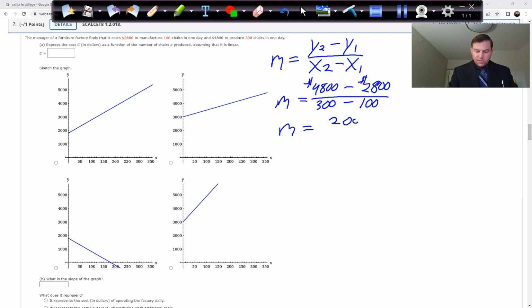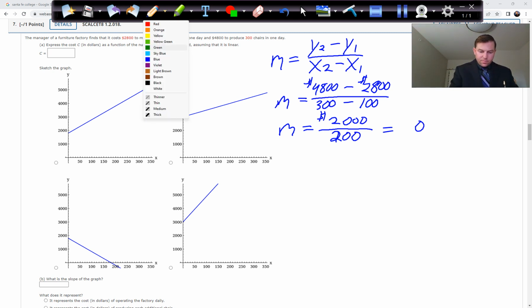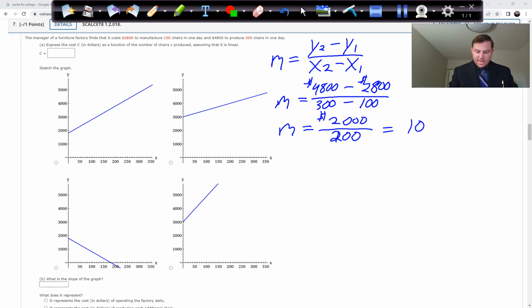This is $2,000 per 100 chairs, and so we get it costs roughly $20. No, 200 chairs, 300 minus 100. So it's going to cost $10 per chair. That's the slope.